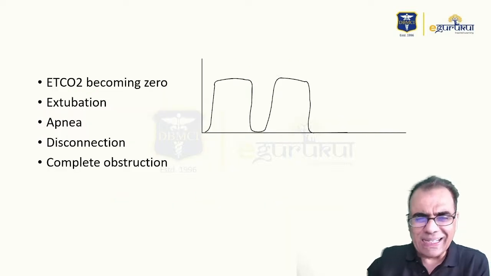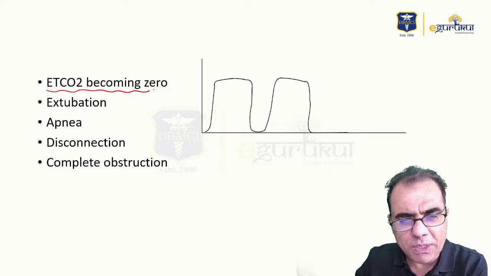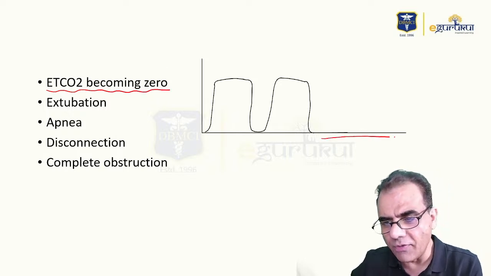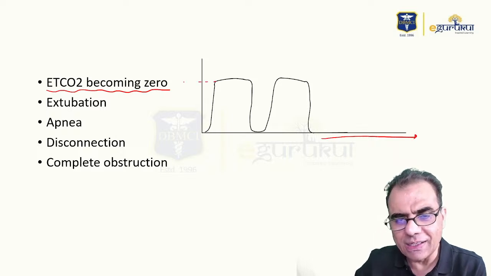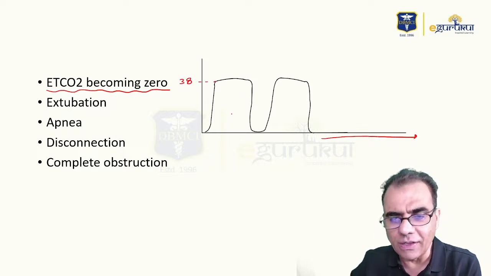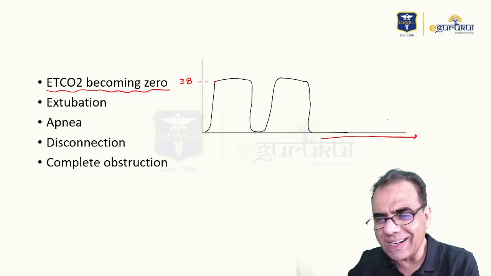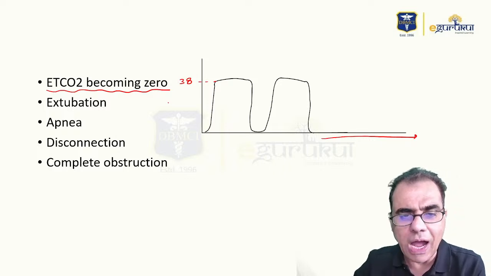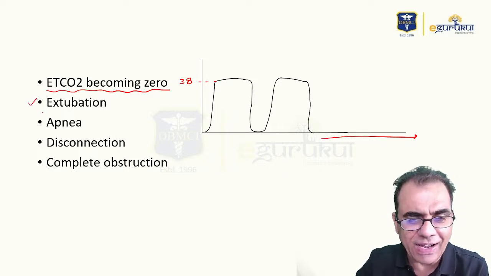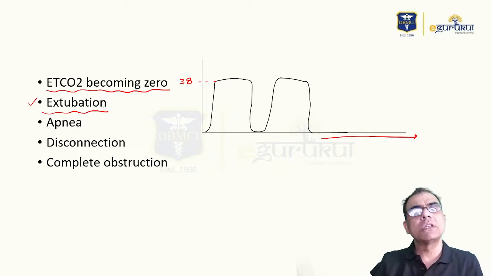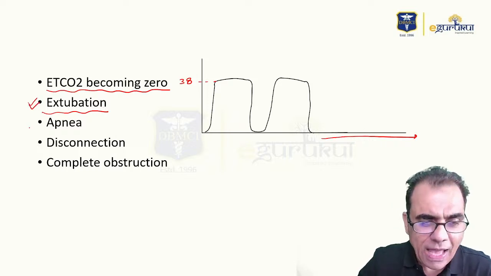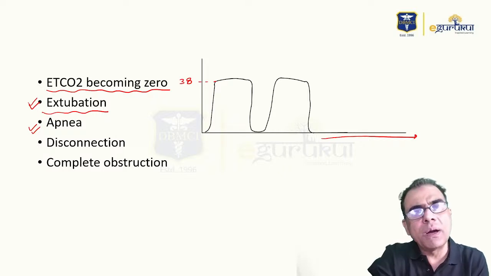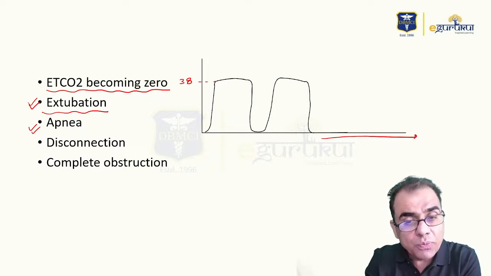So what are the conditions where EtCO2 becomes 0 and the graph becomes a flat line? The graph is coming nicely, say 38 or 40, and suddenly there is no graph. EtCO2 becomes 0 and the graph becomes a flat line. I told you, it is extubation or apnea. Apnea means there is no ventilation, so from where will CO2 come? So it will again become 0.